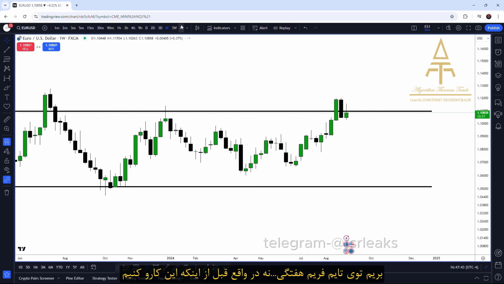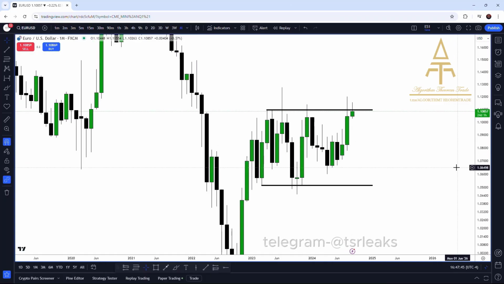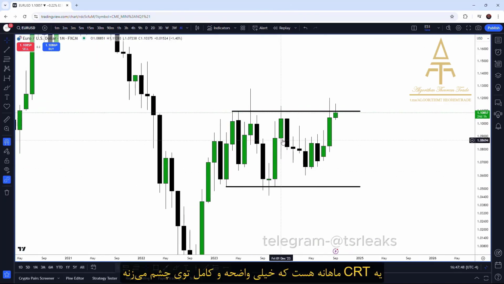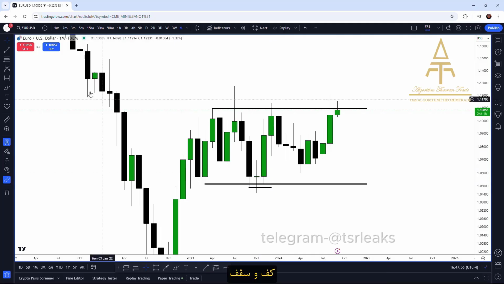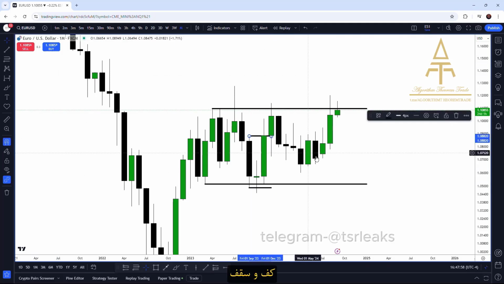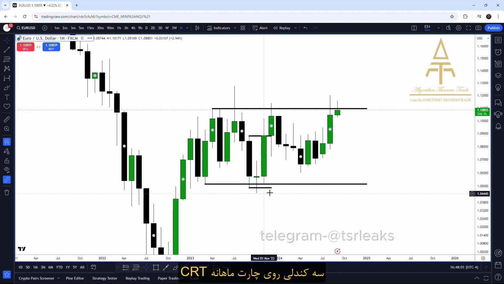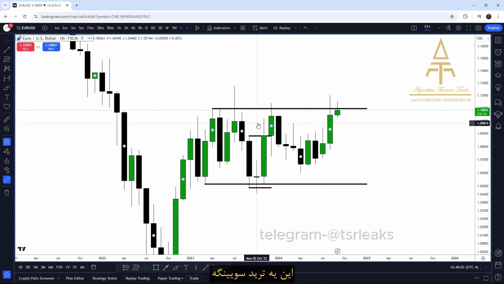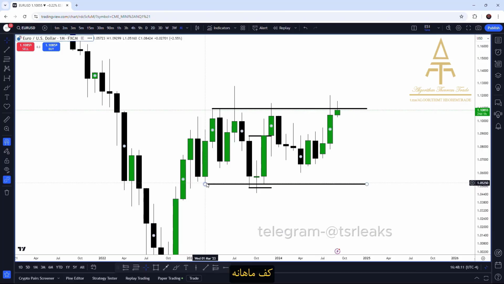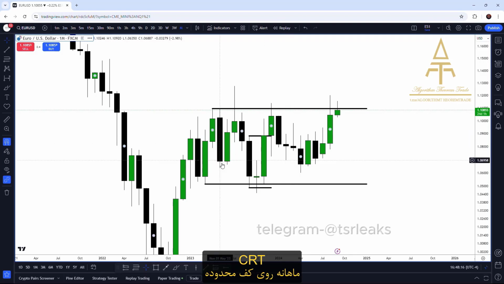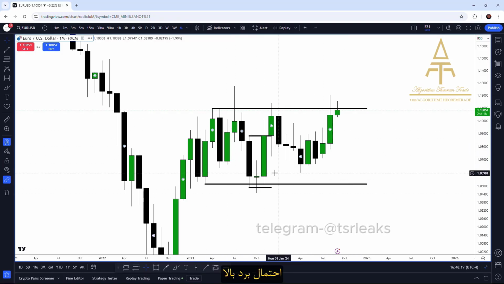Let's drop down to a weekly. Actually, before we do that, there is a monthly CRT that is sticking out like a sore thumb. Low and high. 3 candle CRT on a monthly chart. This is a swing trade. Monthly low, monthly range low, monthly CRT at the range low, high probability.